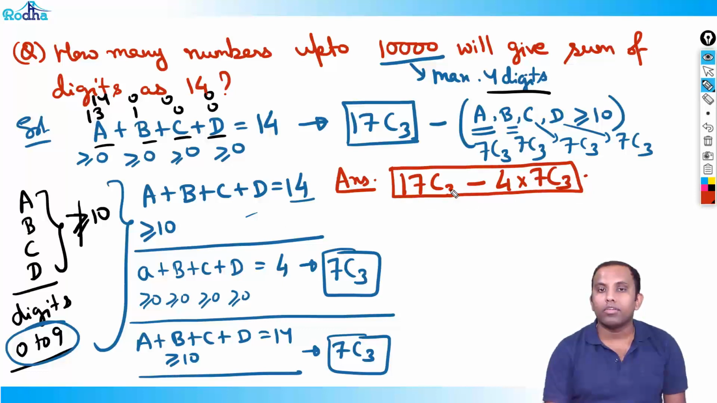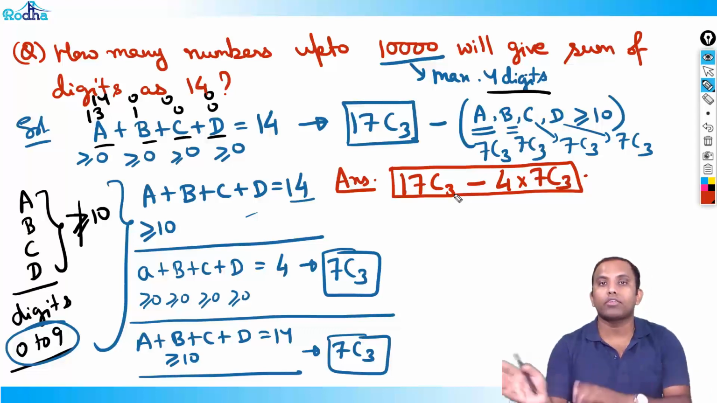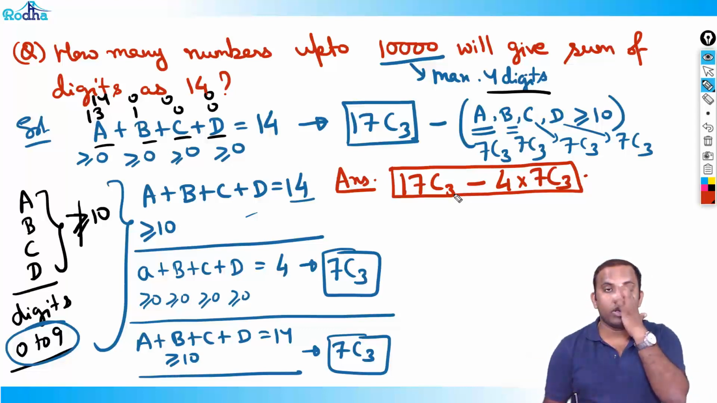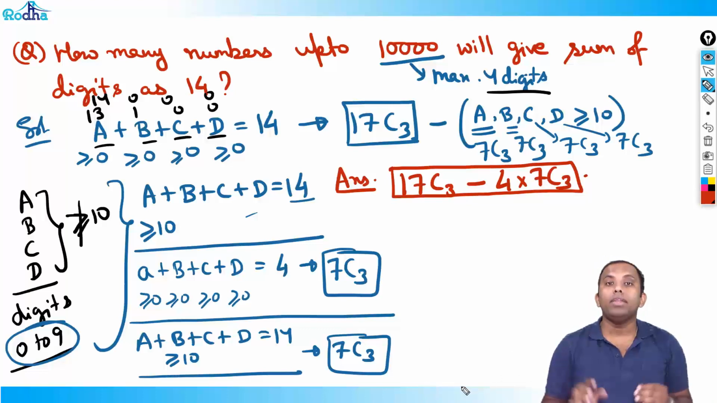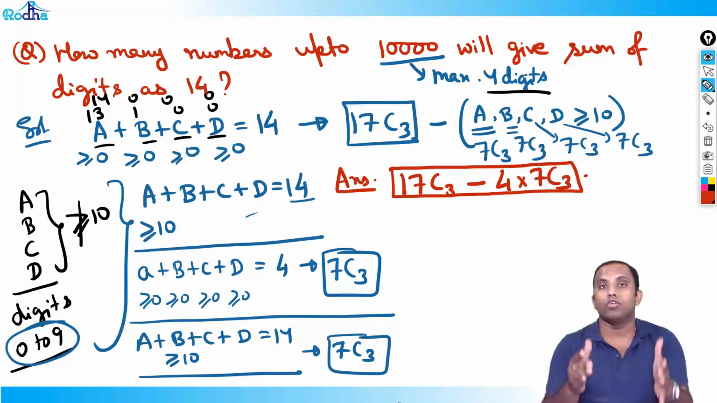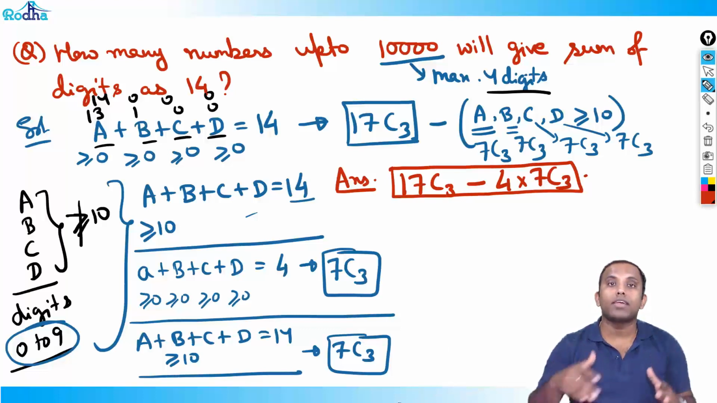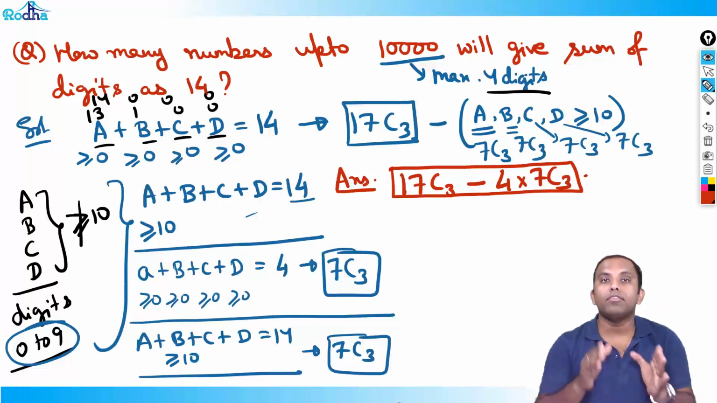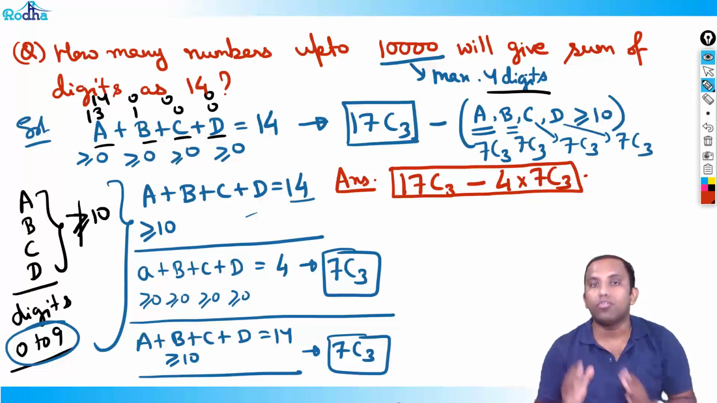Okay, now just get this concept right. Listen very carefully, very important concept. We'll see lots of variety in the next few questions. What is the concept here? In how many numbers up to 10,000 will the sum of digits be 14? If I write A plus B plus C plus D equal to 14, because up to 10,000 means maximum 4 digits, right?